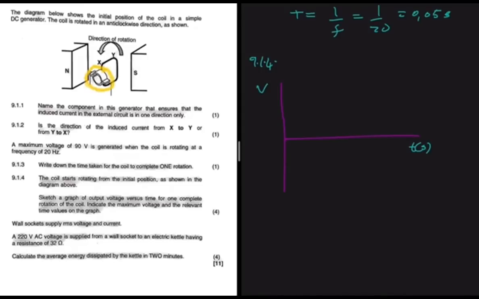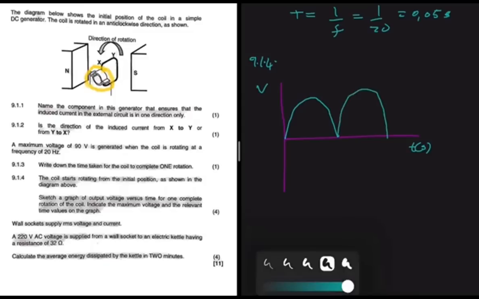This is DC, right? So we shouldn't see anything like this, because it's DC. It should look like this, right? So we change direction, we go up again, and we have one complete cycle. So this time here should be 0.05, because in 9.1.3 we said that it takes 0.05 seconds to complete one rotation.